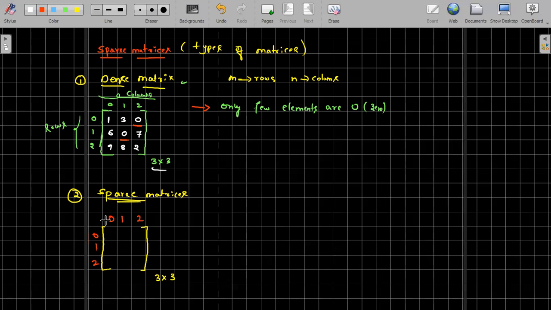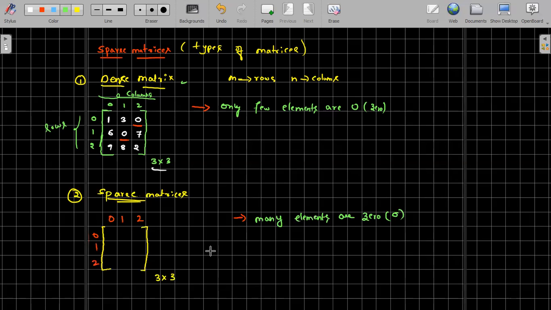Now, please understand these lines are very important. The majority of the elements are 0. Basically, it says very clearly that many elements are 0 here.